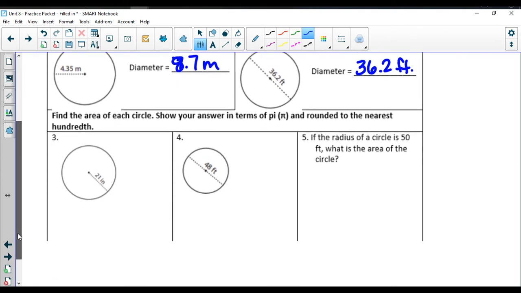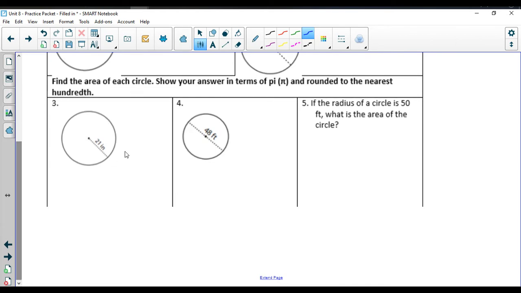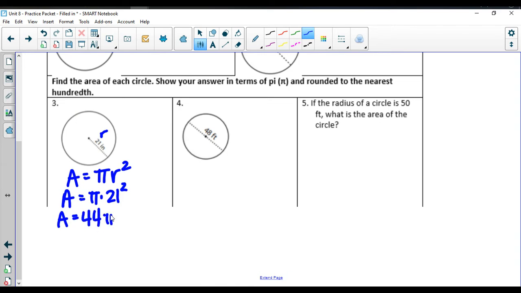For number 3, 4, and 5, it says find the area of the circle. Show your answer in terms of pi and rounded to the nearest hundredth. So area is equal to pi r squared. This is, in fact, my radius. So I'm going to be doing pi times 21 squared. So when I do 21 squared, I get 441 pi.